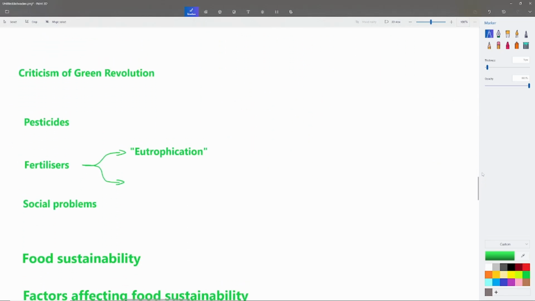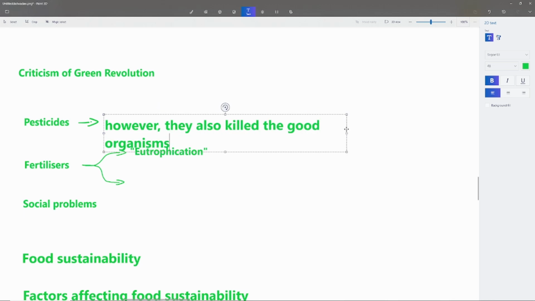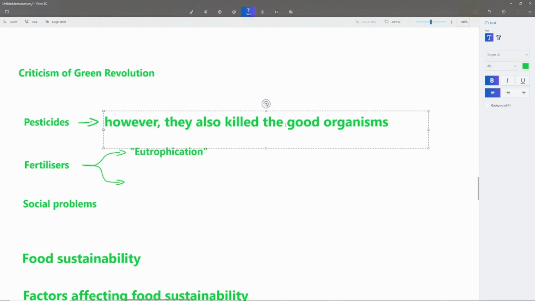So there are also criticisms of the Green Revolution. First of all, when I talked about pesticides, I said that they killed the organisms that were bad. However, they also killed the good organisms. What this means is that when they used pesticides on the plants, they wanted to kill all the bad organisms that would eat them and destroy plant growth. However, in the dirt there are also a lot of good organisms that support plant growth as well. So using pesticides, they actually kill the good organisms that support plant growth too.